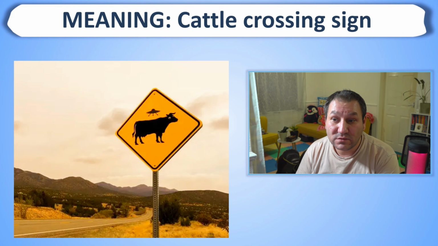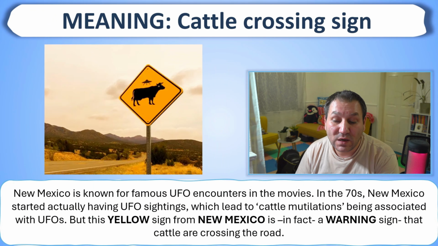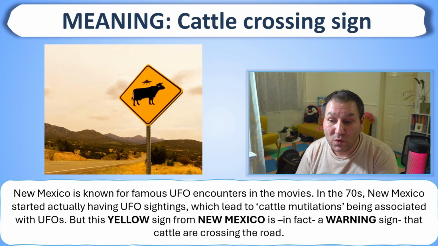Meaning cattle crossing sign. New Mexico is known for famous UFO encounters in the movies. In the 70s, New Mexico started actually having UFO sightings, which led to cattle mutilations being associated with UFOs. But this yellow sign from New Mexico is, in fact, a warning sign that cattle are crossing the road. 5.